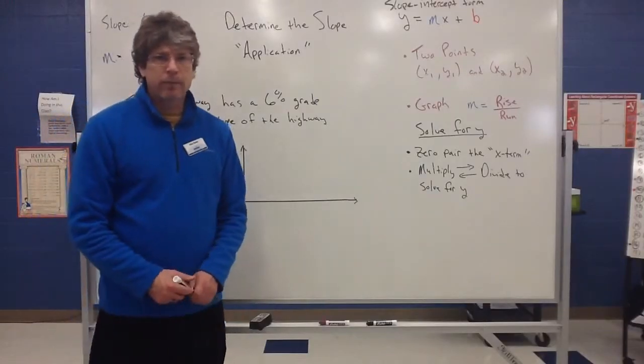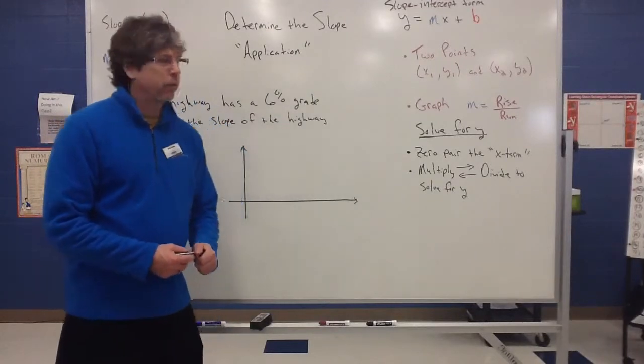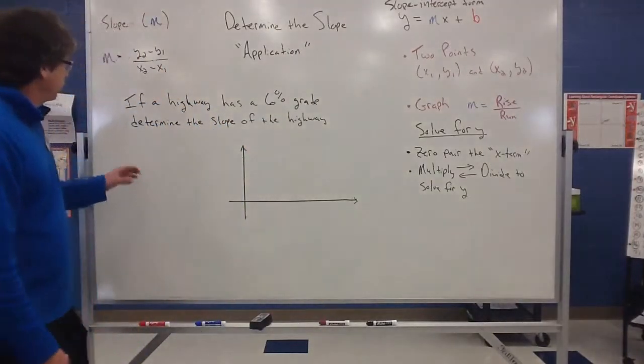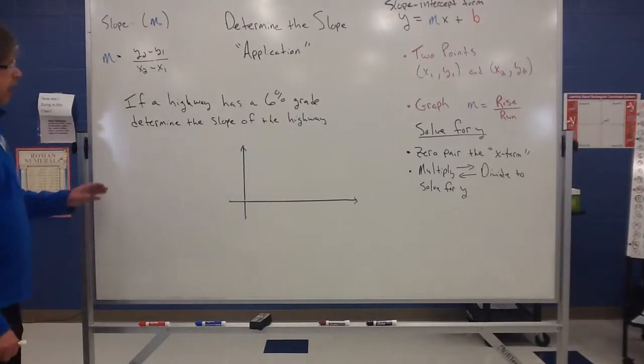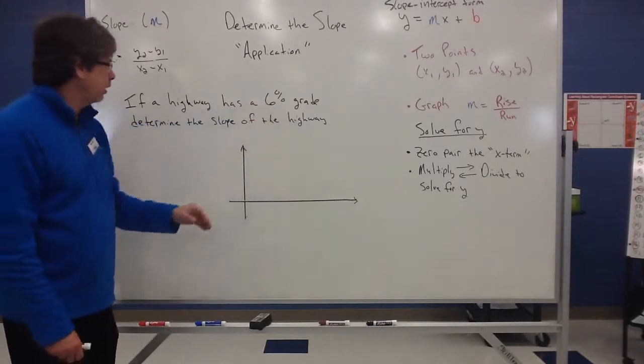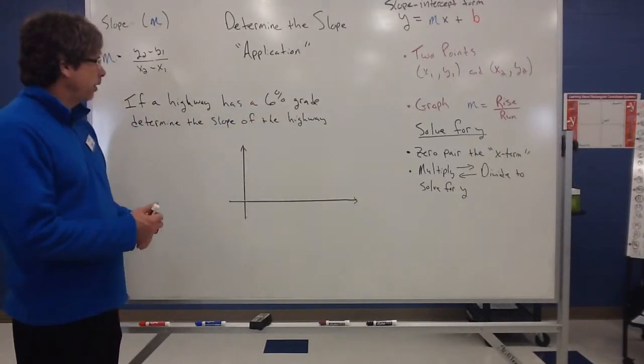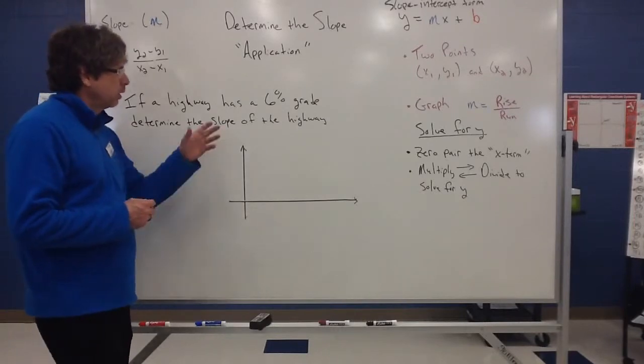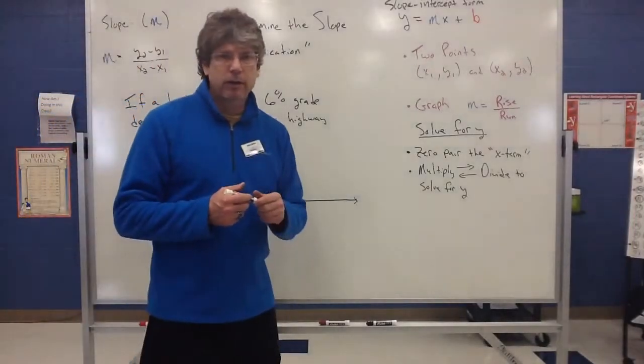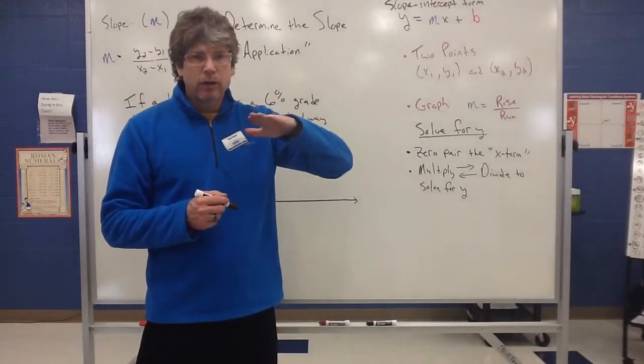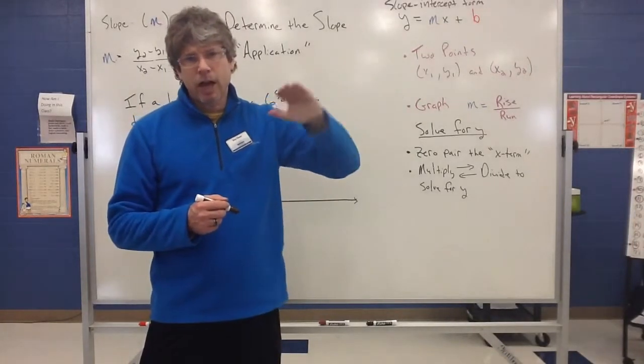So let's look at an application of slope. Here's a little word problem we have. If a highway has a 6% grade, determine the slope of the highway. Well, 6% grade. Grade kind of implies how the steepness of the highway goes.